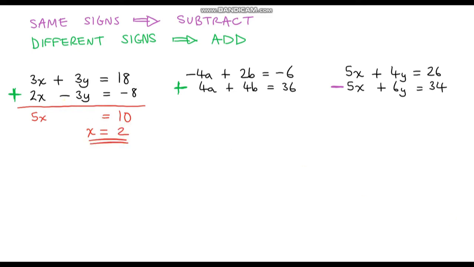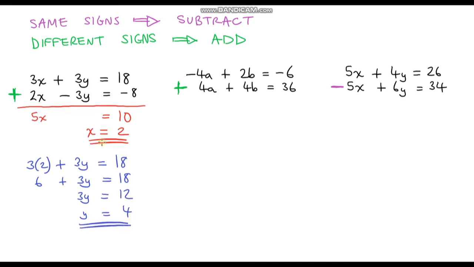Now let's substitute that back in. I'm going to choose the top equation. So it's going to be 3 times 2 plus 3y is equal to 18. Well, 3 times 2 is 6. So 6 plus 3y equals 18. And now let's subtract 6 from both sides. So we've got 3y is equal to 12. Therefore, y is equal to 4. So our answers are x equals 2 and y equals 4.